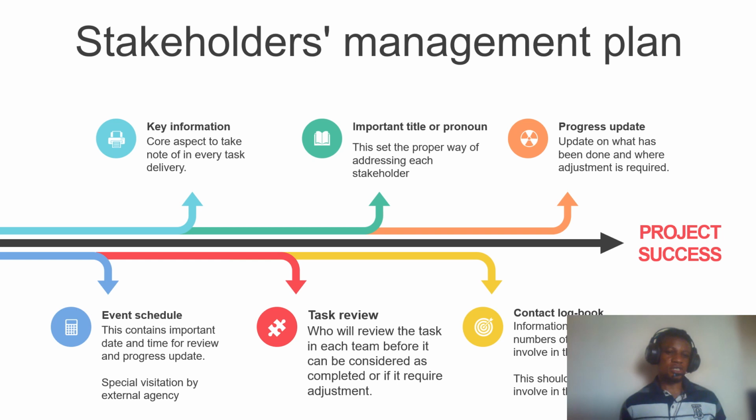Event schedule. So this would enable us to communicate when the next meeting will be taking place. Who are those who should be in that meeting? Are we going to be having special visitation from external agencies, from government, building inspection unit? All of these have to be communicated and put in place. Then task review: who will review the task in each team before it can be considered completed? And when it is not completed, if there's any negative feedback, who is handling it? At what point do we determine if it has been worked upon? And of course, contact logbook.